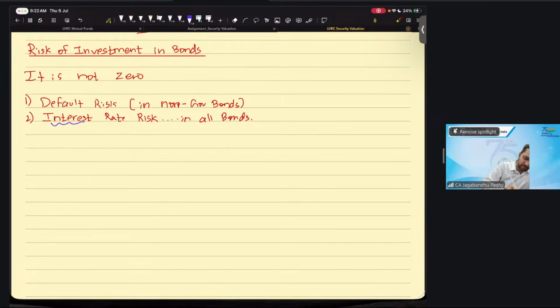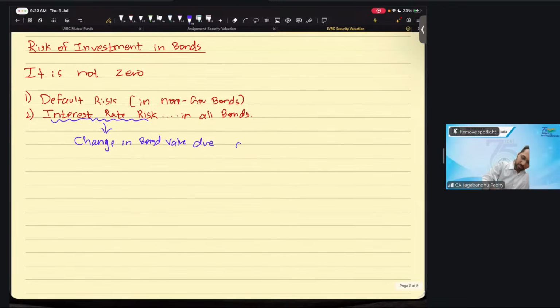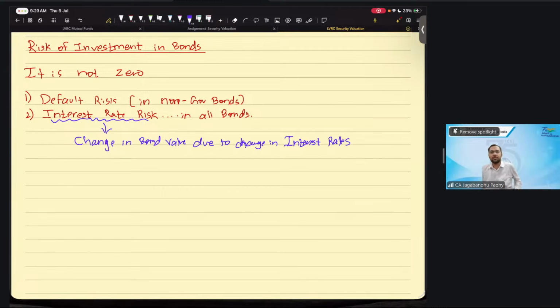This interest rate risk simply means change in bond value. So interest rate risk is the change in bond value due to change in interest rates. So as the interest rates change, what is the impact on the bond value? That is what we are essentially talking of.